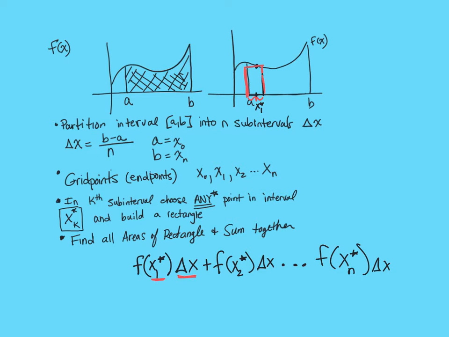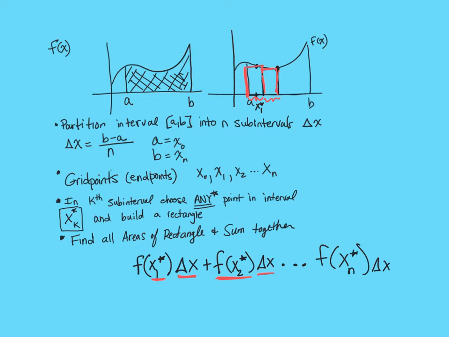So I can choose any point that I want. I could choose this point, and then that would be the height of this rectangle. So that would be our second subinterval, and we would choose x sub 2 star, some point in that subinterval. Find the function value, that's the height of the rectangle, and then multiply by the width of the rectangle.